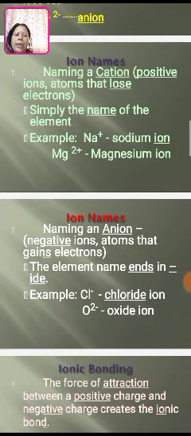Naming an anion, negative ions. Atoms that gain electrons form an anion. The element name ends in IDE. It means chlorine, which carries 1 negative charge, is named chloride ion. Oxygen, which carries 2 negative charge, means oxide ion. So an anion ends with IDE.